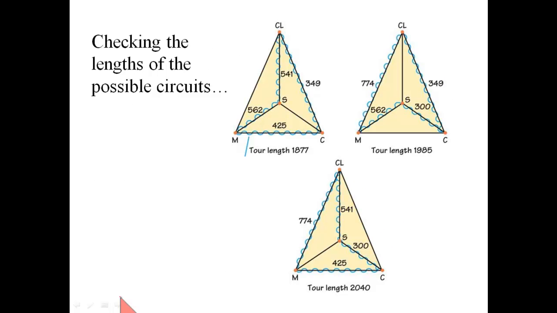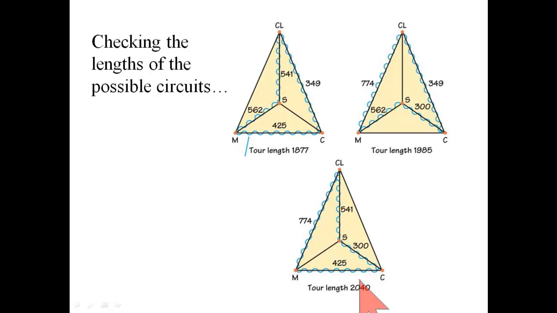We just commented that there are 3 possible Hamiltonian circuits that we need to look at for this problem. Here actually are those 3. So Chicago, Cleveland, St. Louis, Minneapolis, and back, and then another possibility would be Chicago, Cleveland, Minneapolis, St. Louis, and back, and so on. And we've added up here the distances as you go along. So 349 plus 541 plus 562 plus 425 equals 1877. The 3 possibilities have lengths 1877, 1985, and 2040.